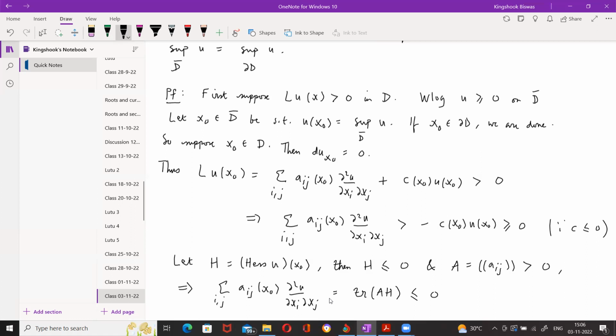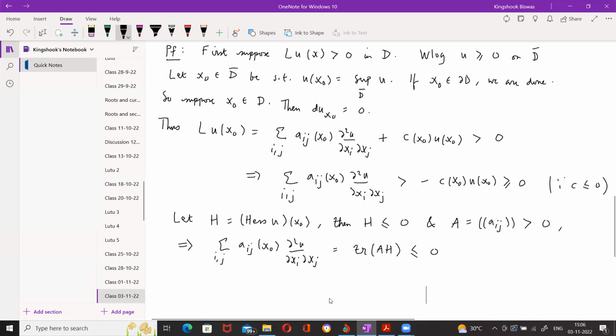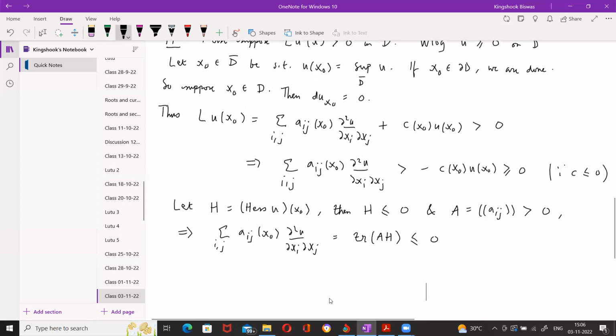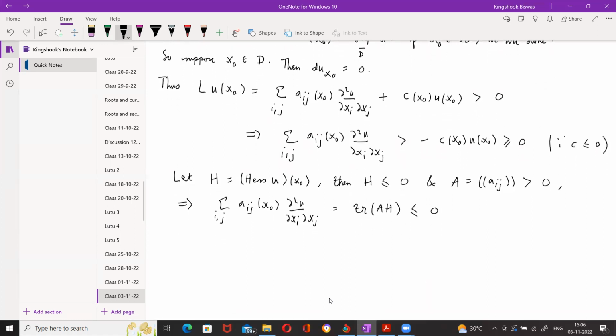Is this okay? Right. Yes, Utsav or Kujit, is this all right? So this is the trace of AH. This is okay. So that proves it when I assume that Lu is strictly positive at all points. Okay. Now for the general case. So we are done. So this is a contradiction.